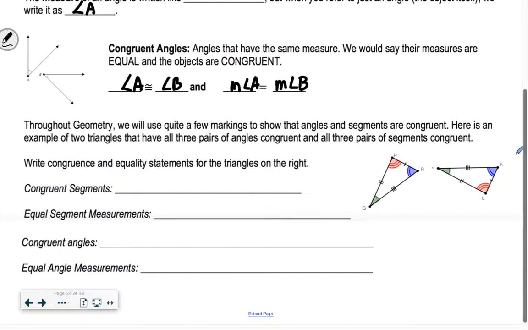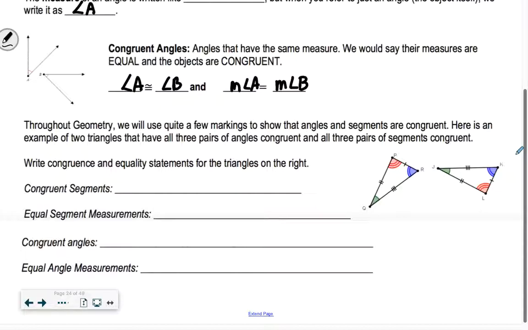We're also going to use quite a few markings, like I said, to show that angles and segments are congruent. Here's an example of two triangles that have 3 pairs of angles congruent and 3 pairs of segments congruent. It says write congruence and equality statements for all the triangles on the right. If I talk about congruence, I want to talk about the objects. So let's start with the segments. So congruent segments.